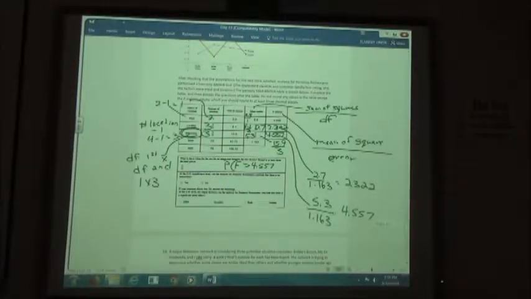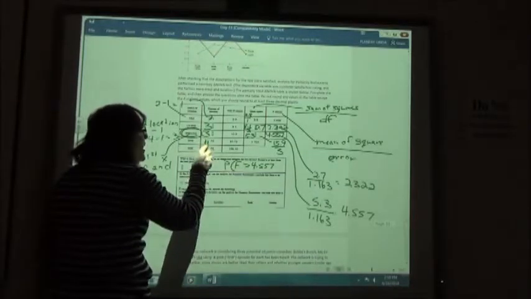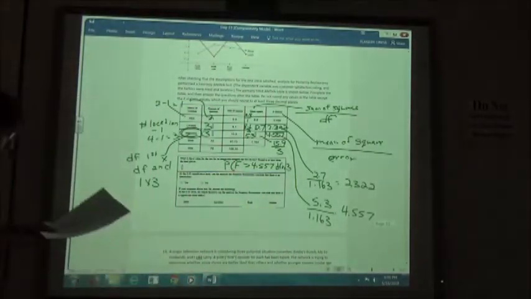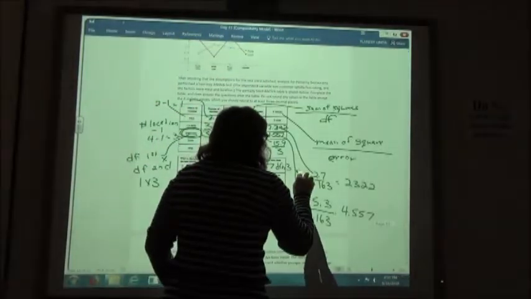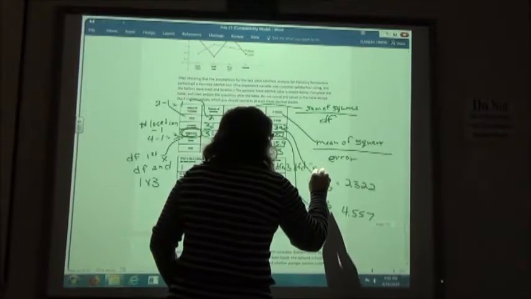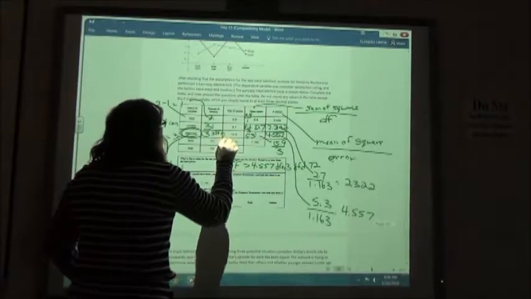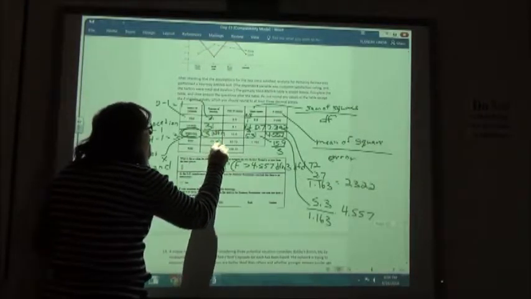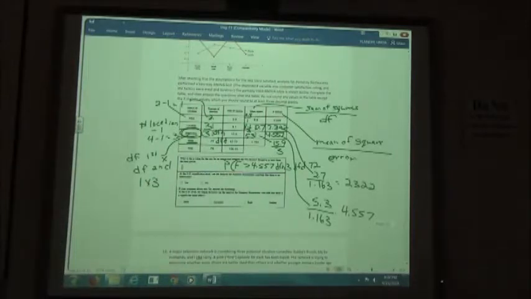The degree of freedom for the numerator will be the degree of freedom for my interaction. The degree of freedom for my denominator is going to be the error. So in this case, the degree of freedom for my numerator, because we're doing interaction, is that number. The degree of freedom in the denominator is always the one with the error. So in that case, 72.